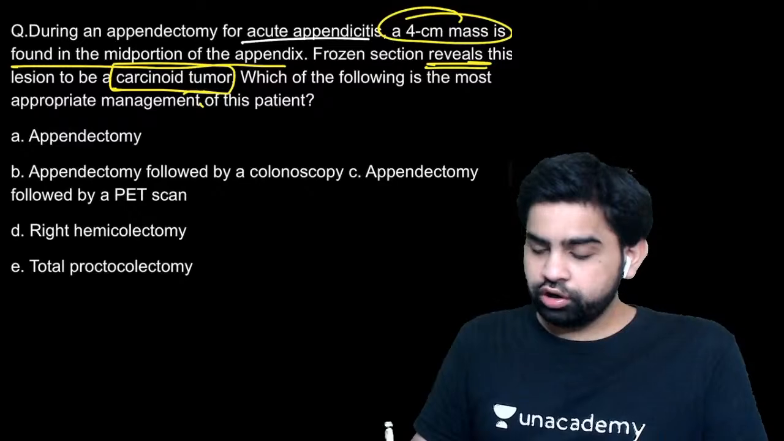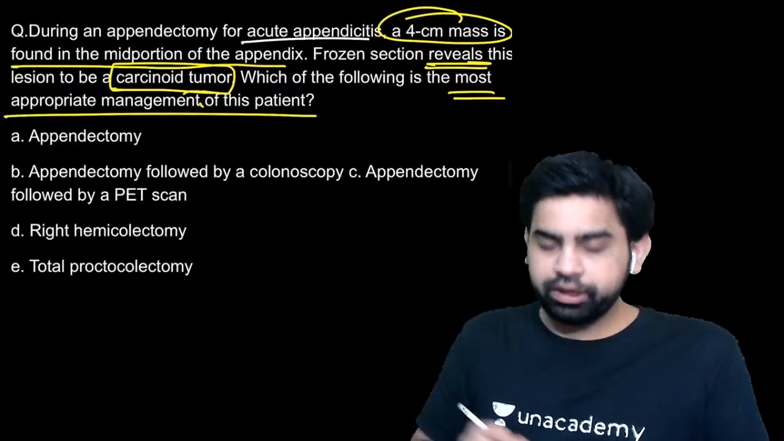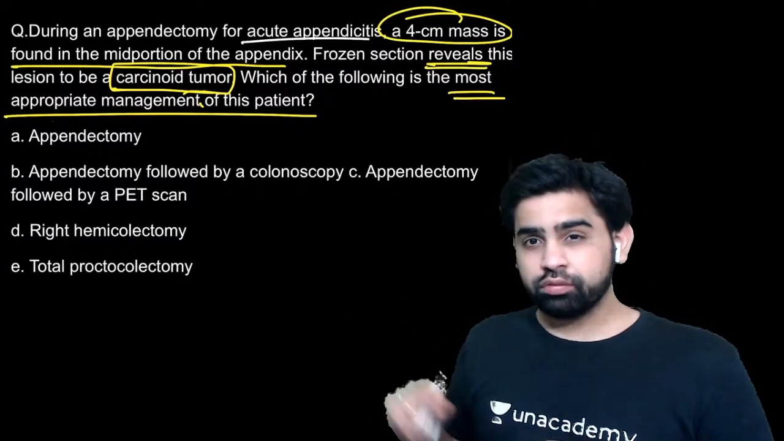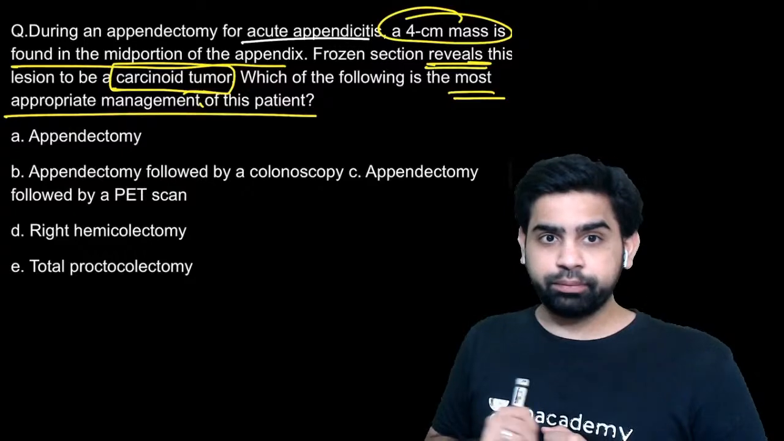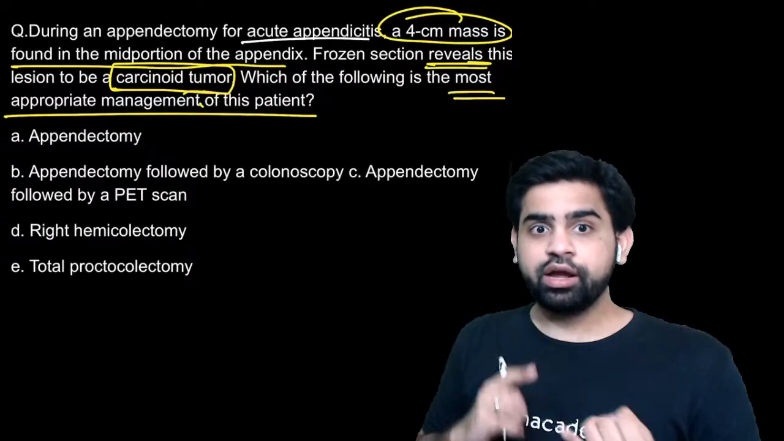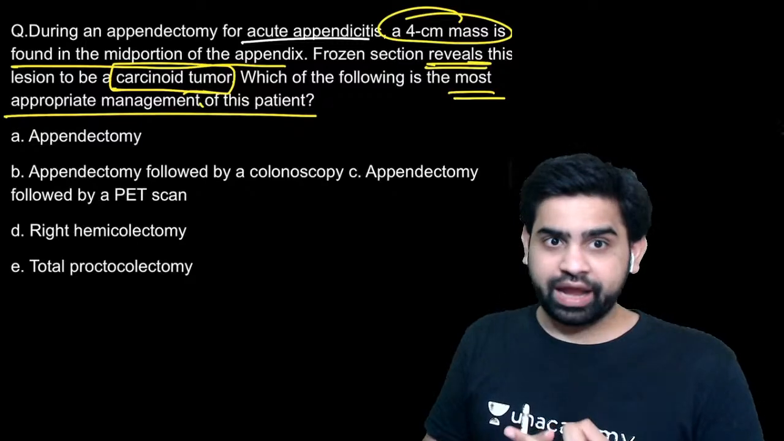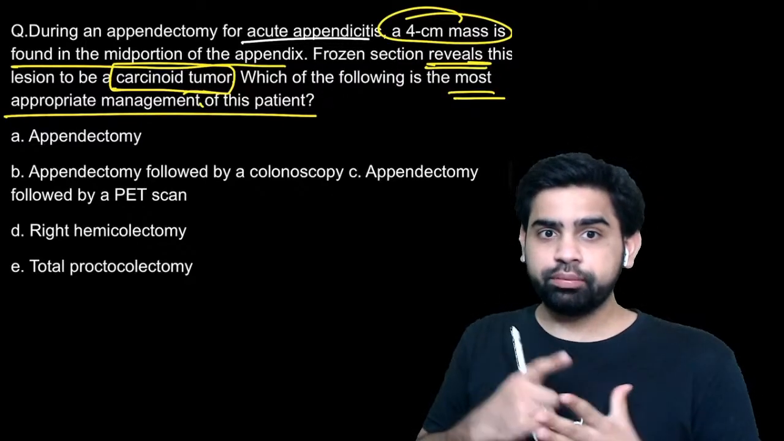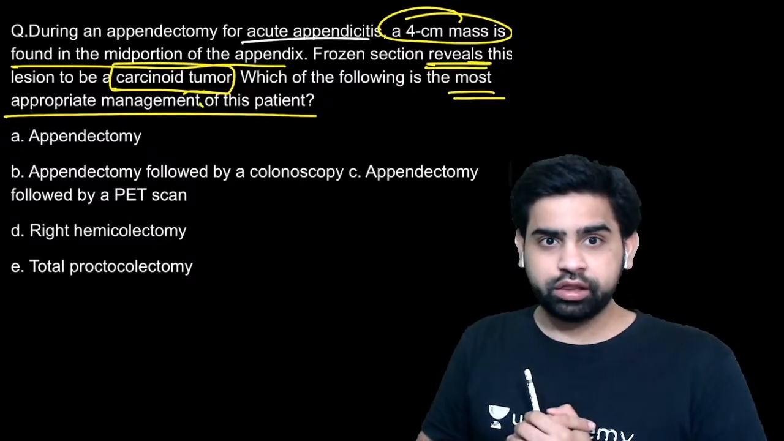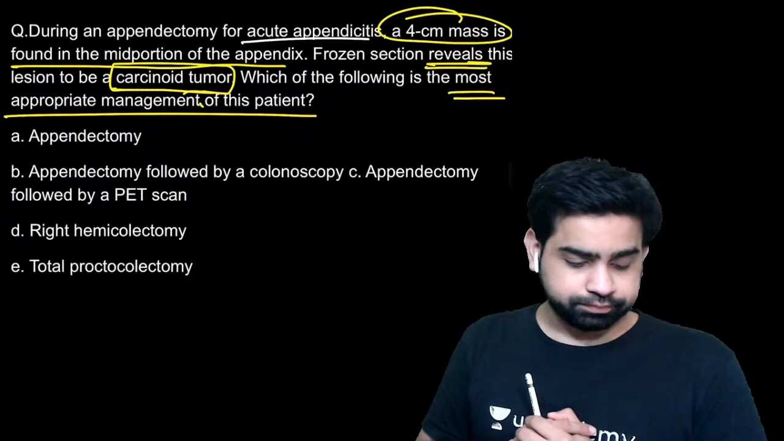Now, which of the following is the most appropriate management for this particular patient? What do you think, guys? What is the most appropriate management for this patient? Will you go in for an appendectomy followed by colonoscopy, appendectomy followed by a PET scan, right hemicolectomy, or a total proctocolectomy? So what will you go in for, guys? What do you think? What is the answer?